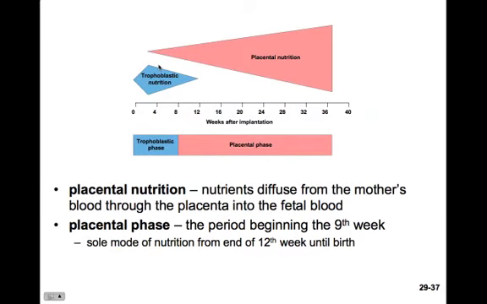The beginning of the 9th week is the placental phase. This is where the placenta develops. It becomes the sole mode of nutrition by the 12th week until the time of birth. In placental nutrition, nutrients diffuse from the mother's blood through the placenta and into the fetal blood. You can see a timeline of which form of nutrition dominates during which phase of pregnancy.